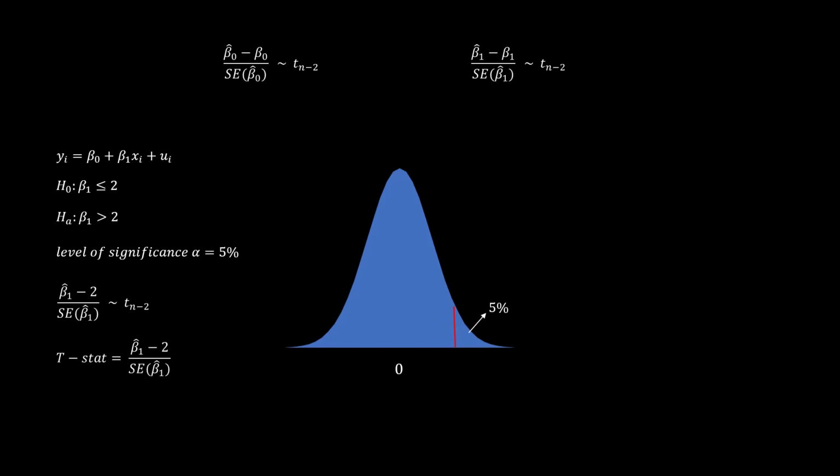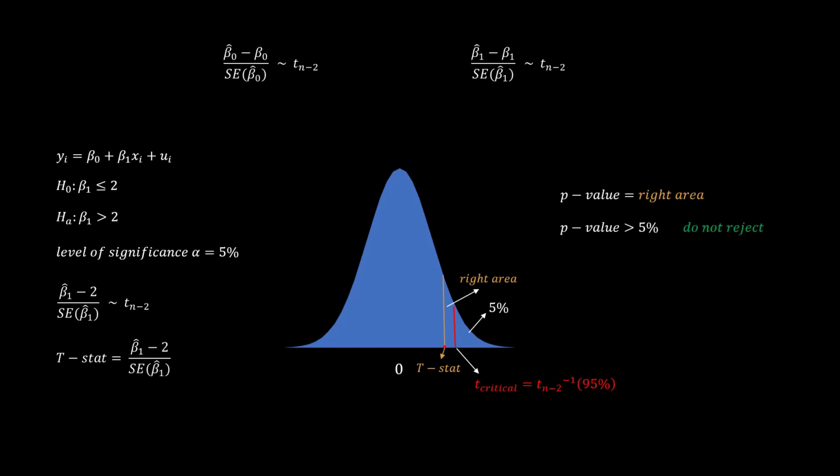Accordingly, the critical value can be found by doing T inverse 95%. So if the t-stat from the sample falls outside of the zone of rejection, then we do not reject the null. Notice that in this case the p-value is simply the area to the right of the t-stat, but rest of the logic is the same. And if it falls in the zone of rejection, then we reject the null.